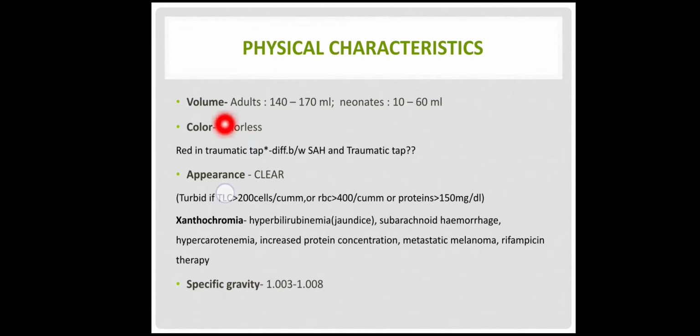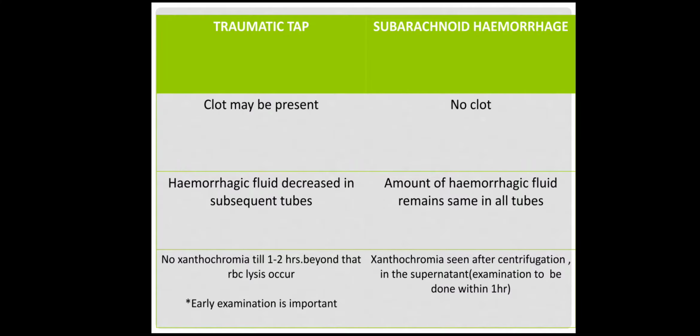In case of a traumatic tap, it is often red in color. So a question is often asked, what is the difference between subarachnoid hemorrhage and a traumatic tap? Because in both these cases, the CSF would be reddish in color. So these are the differences. In traumatic tap, clot may be present in the CSF which is obtained, while in subarachnoid hemorrhage there will be no clot.